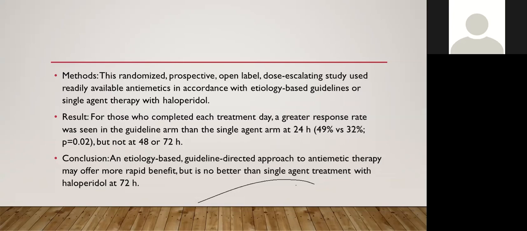So basically it means that when we start treatment depending on the cause, suppose a patient has got gastric stasis and you give metoclopramide, in the first 24 hours they've got a better response. But after 48 or 72 hours, both the arms, those who got just haloperidol for nausea and vomiting due to any cause, and those who got etiology-based treatment, didn't have any difference after 72 hours. So they responded better earlier on, rapid benefit, but after 72 hours both are the same. Next slide.